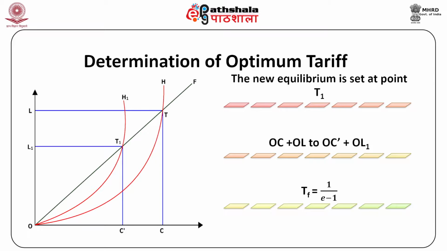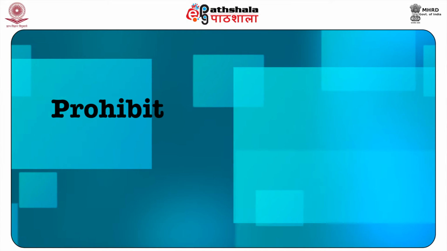TF is equal to 1 upon E minus 1, where TF is the optimum tariff rate, E is the point elasticity of the offer curve of the other country. Prohibitive rate of tariff. Optimum rate of tariff maximizes the welfare of the country. When the tariff imposed by the country becomes too high, welfare starts decreasing. In fact, the tariff rate beyond the optimum rate of tariff is called the prohibitive rate of tariff.